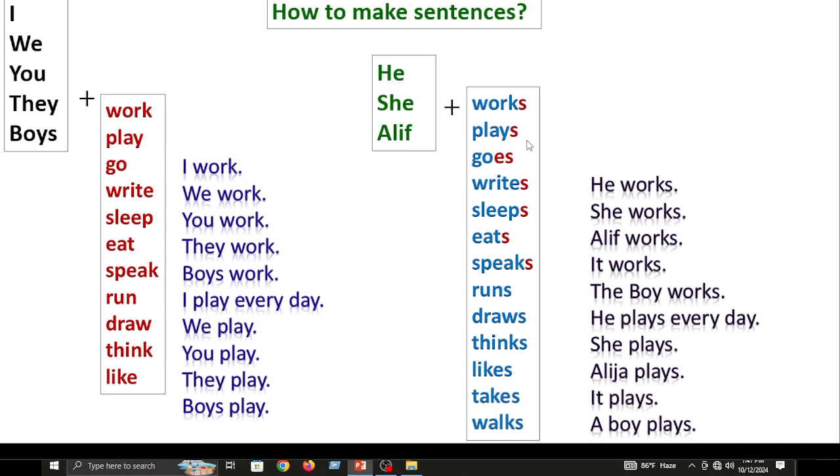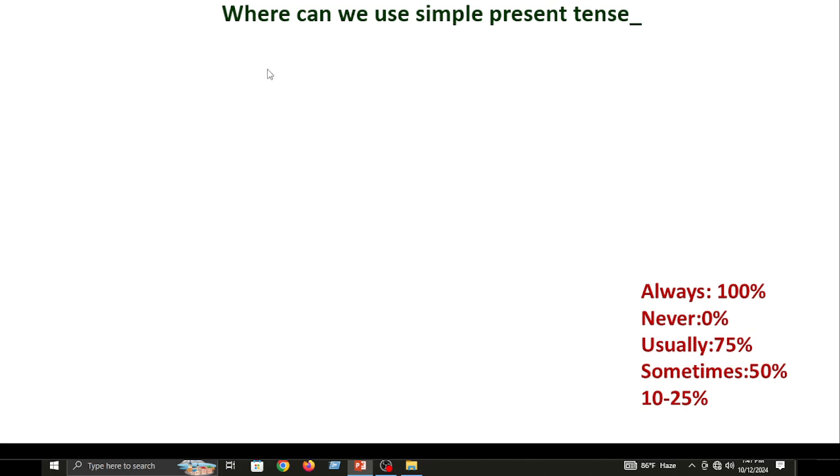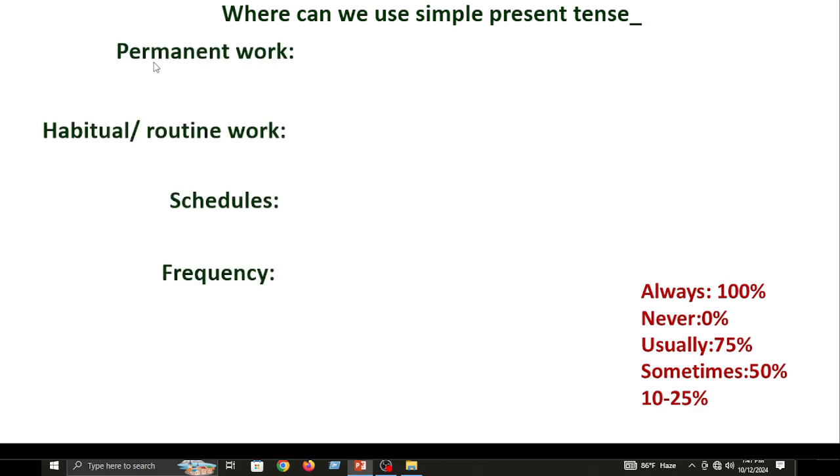He plays, that means he plays regularly, she plays, Alif plays. In this way, you can make sentences one after another, taking verb one after another. It's very simple. Where we can use simple present tense, we can use simple present tense for permanent work, habitual or routine work, schedule activities, and frequency.